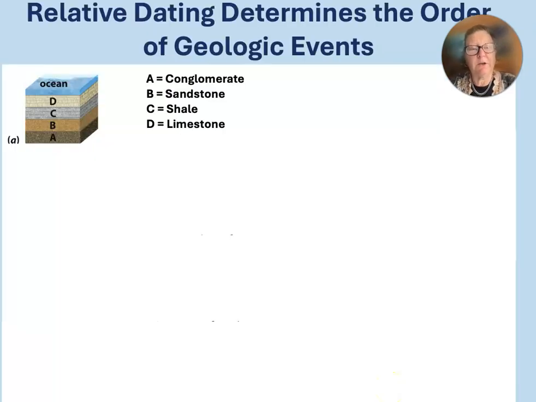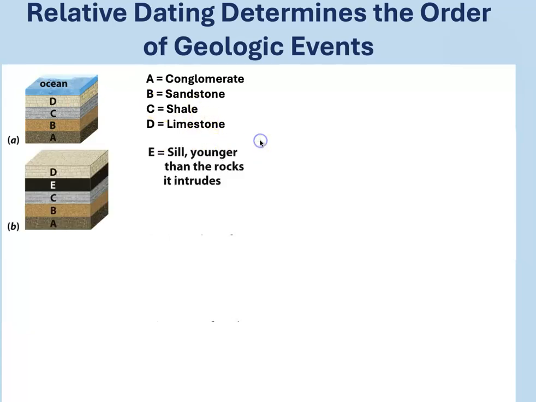I thought that first it would be a good idea to think about watching these events occur from the oldest to the youngest and seeing what we end up with at the end. Here we have 4 sedimentary rock units that have formed. The oldest is a conglomerate, A. Then we have a sandstone, B, a shale, C, and limestone, D. Oldest on the bottom, youngest on top, principle of superposition. Also, principle of original horizontality and lateral continuity.